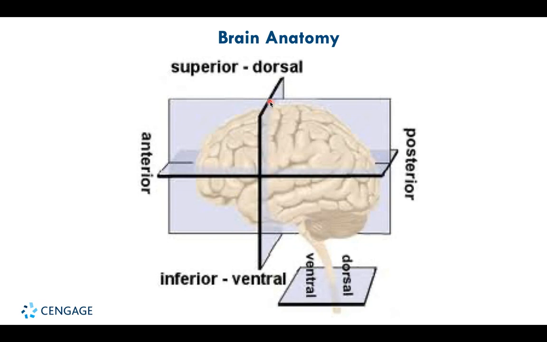Up or above is called superior or dorsal. And down or below is called inferior or ventral. Now, we have sort of a double naming issue with up and down, top and bottom, because humans are bipedal, which means our brain sits on a plane that is perpendicular to the rest of our body. So our body goes up and down, right? We walk bipedally on 2 feet, but then our brain goes left to right.